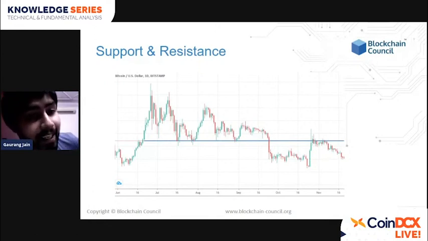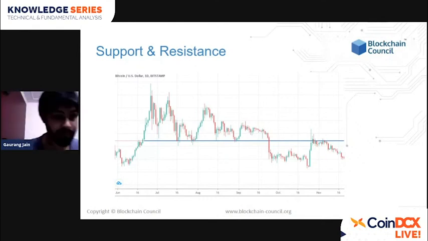What happens is that every time the price tests a support line, the buy orders which are acting as the support, some of those buy orders get filled. Therefore, the likelihood that the price will break a support or a resistance line increases with every subsequent test.